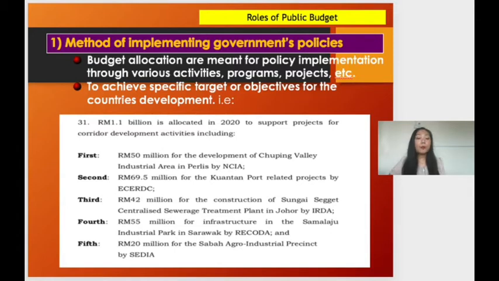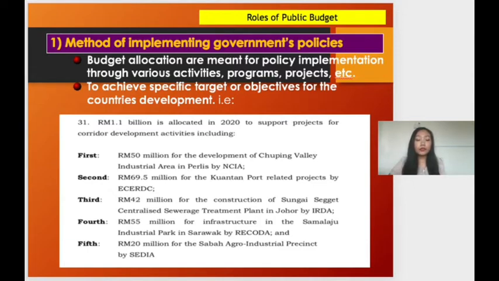Hence, taking the first goal as an example, as you can see here, 1.1 billion ringgit is allocated in the 2020 budget to support projects for corridor development activities in conjunction with the first set goal that I have mentioned earlier on, which is to drive the economic growth in the new economy and digital era.